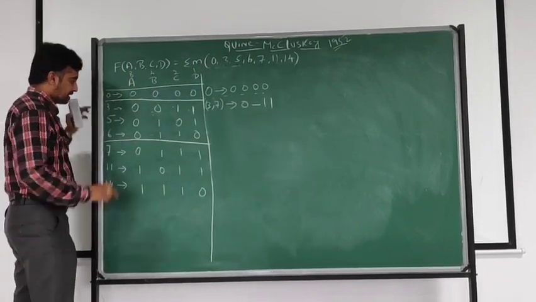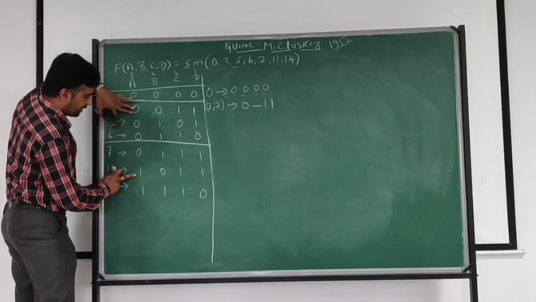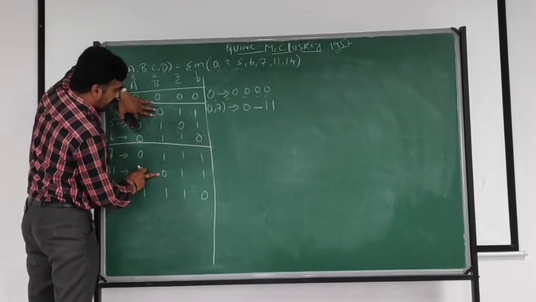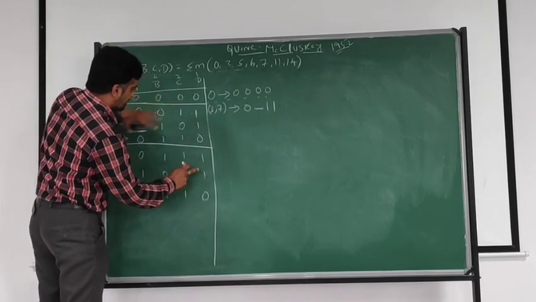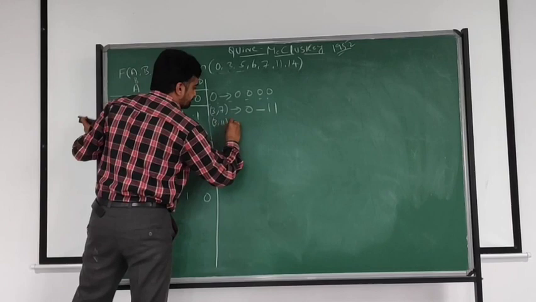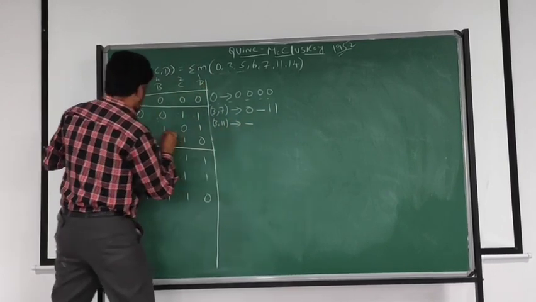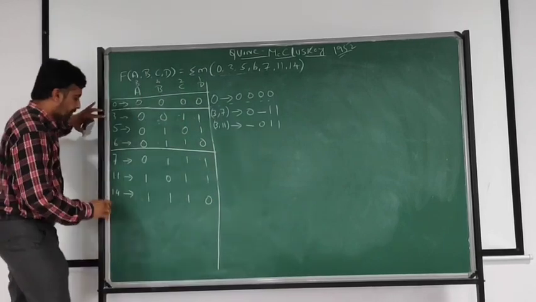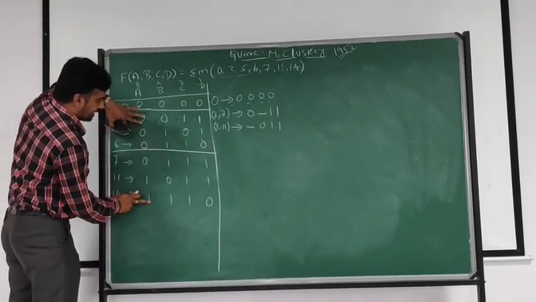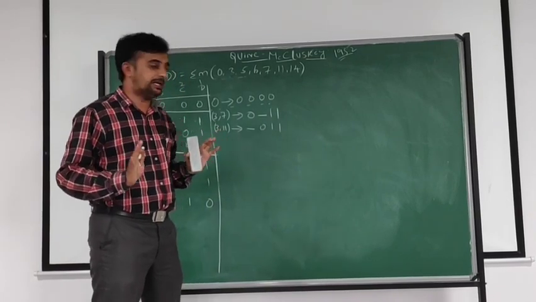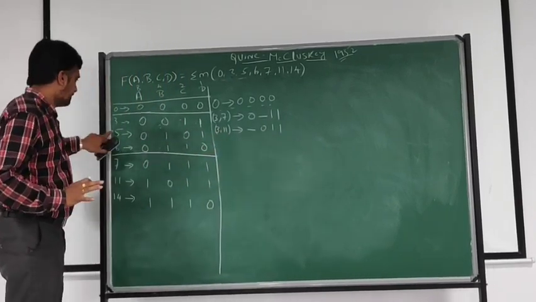Clear? Next, compare 3 with 11. 0, 1 is switching, so a dash. Here 0, 0 same, 1, 1 same, 1, 1 same. So 3 and 11 gives dash 0, 1, 1. Next, go for 3 and 14. 0, 1 switching, 0, 1 switching. Ignore that value. Next, come for 5.